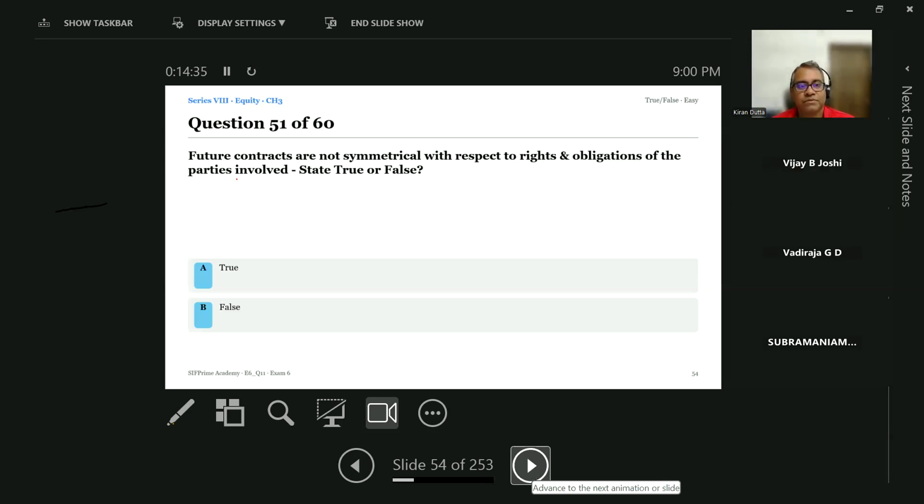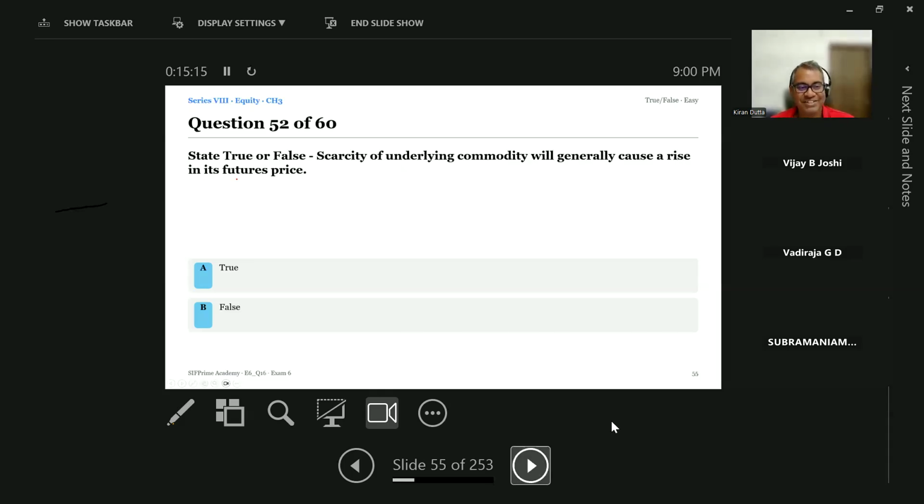I didn't get exactly. What is he saying: the contracts are not symmetrical with respect to rights and obligations of the parties involved. There is a buyer and a seller. Do they have equal rights or not in futures contracts? Yes. So it's not symmetrical, so the answer is false. I mean, true. No, you said false, sir. Your false is the true statement actually. Yes, your false is the true statement. Okay, next one.